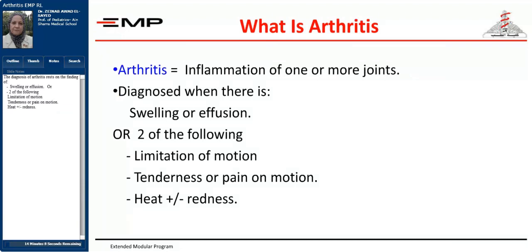If this is not present, then you have to have two out of the following three: limitation of the range of motion of the joint, tenderness over the joint or pain elicited on moving it, and the presence of heat over the joint, with or without redness. Two out of these three is enough for making a diagnosis of arthritis.